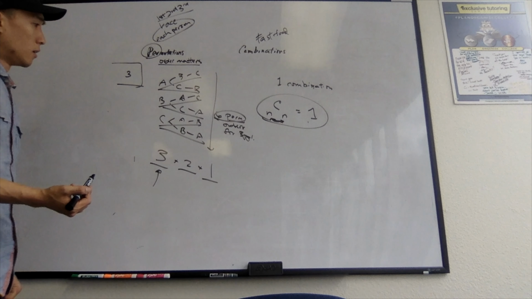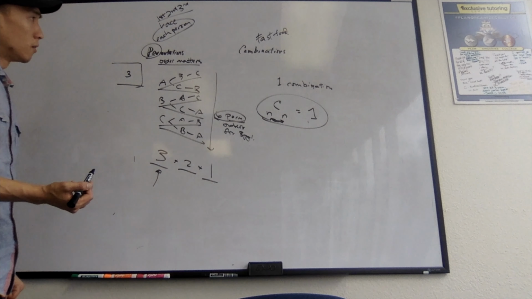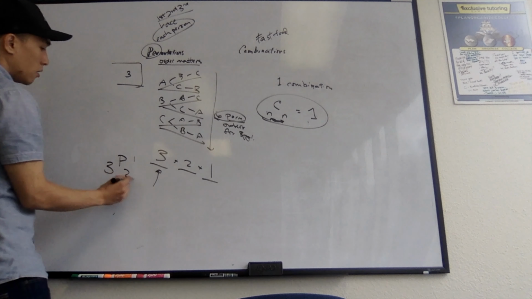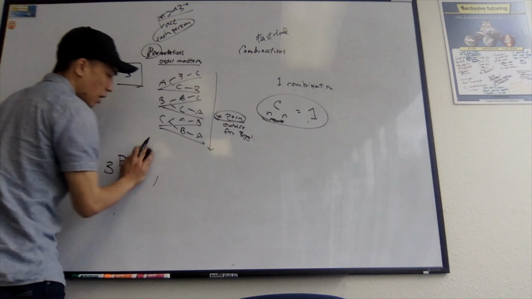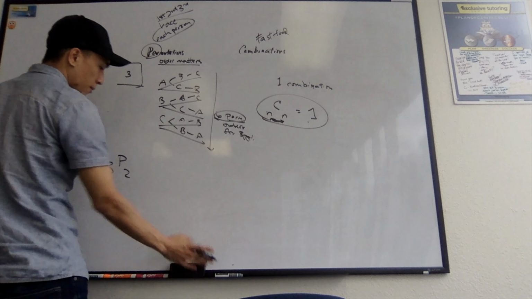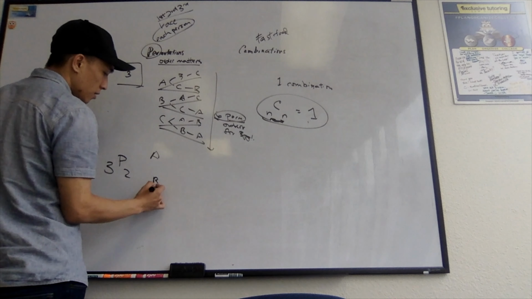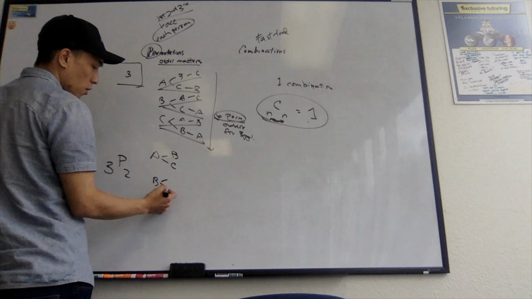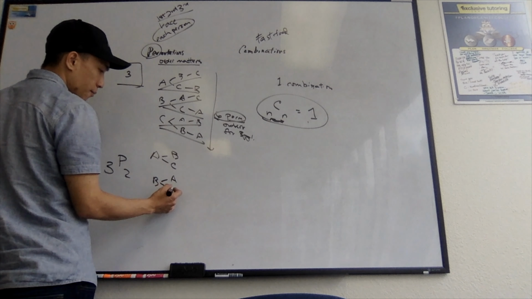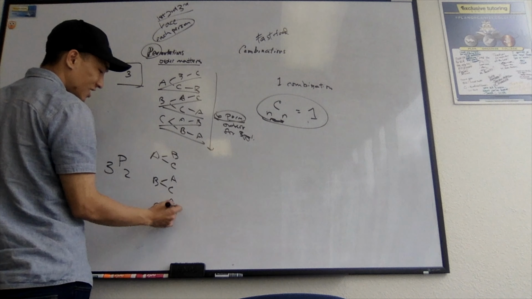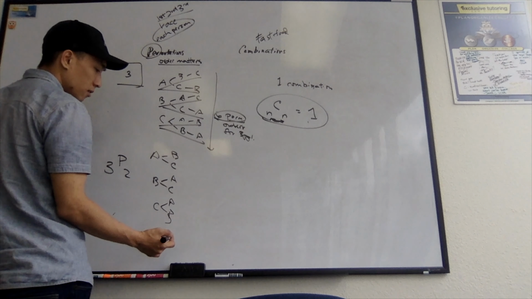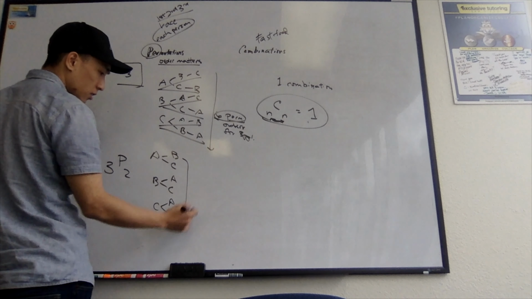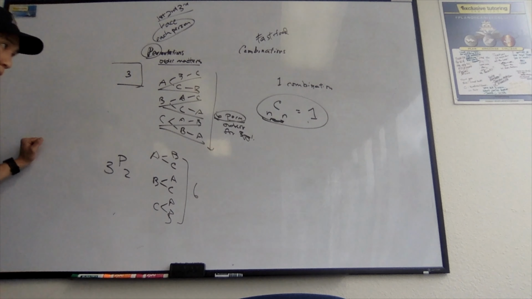Okay. Now, let's talk about 3, and then out of the 3, we want to know how many orders we could have of 2. Does that make sense? So now we have A, B, and C, and now we have either AB, AC, either BA, BC, or we have CA, CB, right? 1, 2, 3, 4, 5, 6. There's still 6 different ways of doing that.